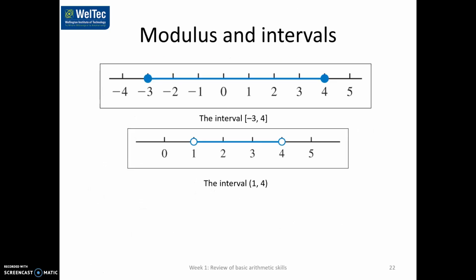Okay, closed, you colour in the circles and you use square brackets. Open, you don't colour in the circles and you use round brackets.